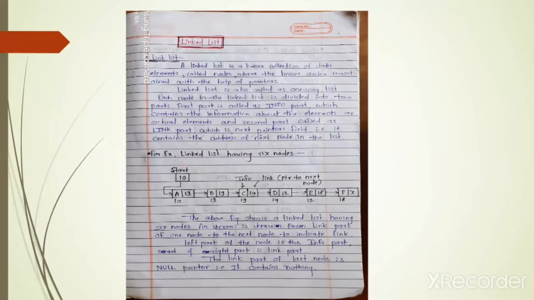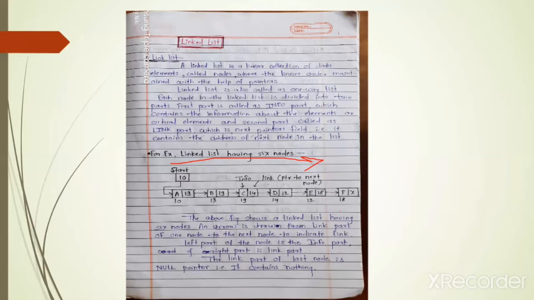Next topic is linked list. Linked list is a linear collection of data elements called nodes, where the linear order is maintained with the help of pointers. Linked list is also called a one-way list.